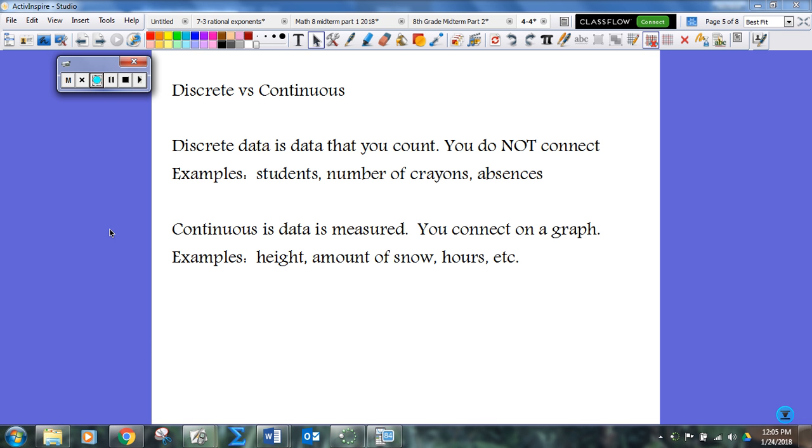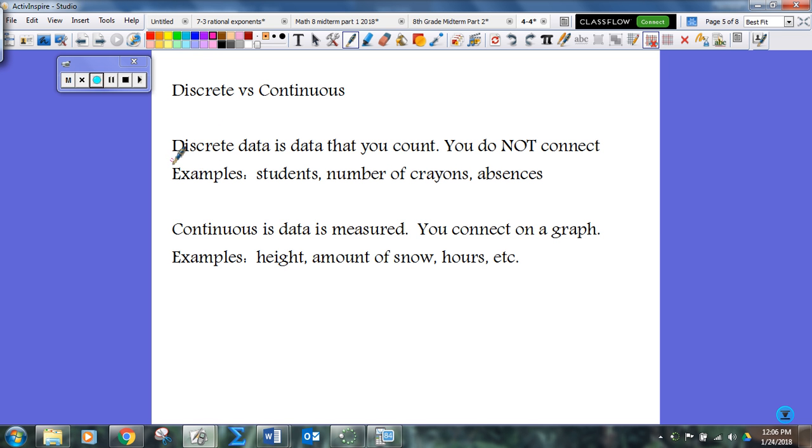So today we're going to talk about discrete versus continuous data. We've talked about this a little bit already, but today we're going to really write it in your notes. So please make sure you get all of this down in your notes. If you need to, please pause the video so that you can finish it.